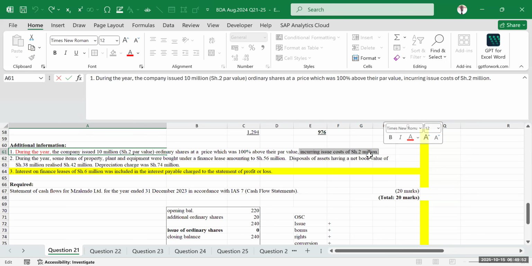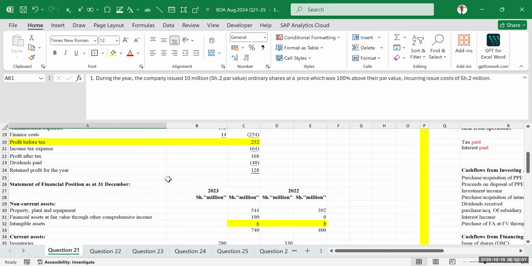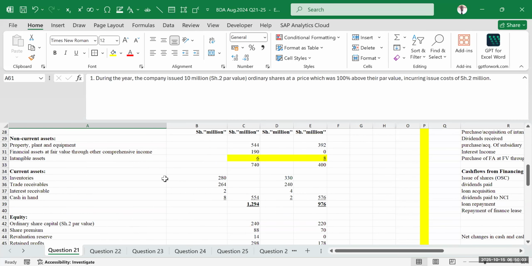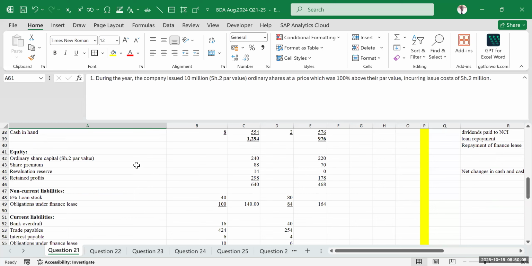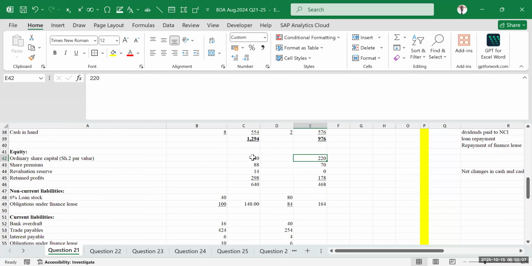But given the language of the examiner, that is not always the case. They might bring that there was an issue, but in the language they use, you will see that the ordinary share capital account, if it had not been already recognized, has the same opening and closing balance.